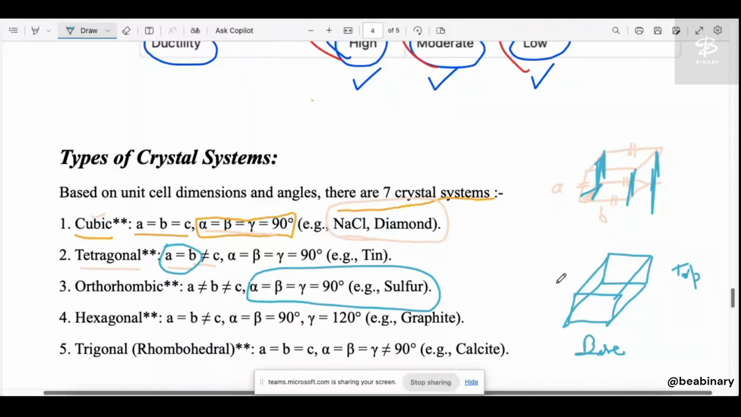The only difference is that the height of the crystal structure is different as compared to the base, length, and breadth at the bottom. The bottom and the top surface would have the same surface area. It means they have the same length and breadth. But the height that makes this crystal 3D is not equal to B or A.